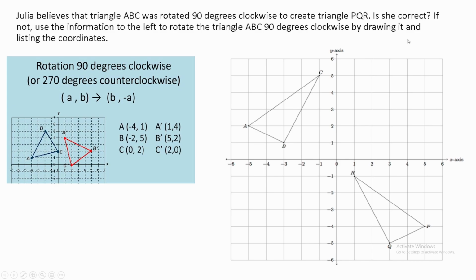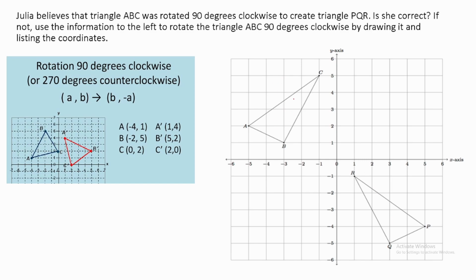So next up, it says Julia believes that triangle ABC was rotated 90 degrees clockwise to create triangle PQR. Is she correct? If not, use the information to the left to rotate the triangle 90 degrees clockwise and draw it in the coordinates listed. So, is it 90 degrees clockwise? The answer is no, right? 90 degrees wouldn't bring us to this quadrant here.